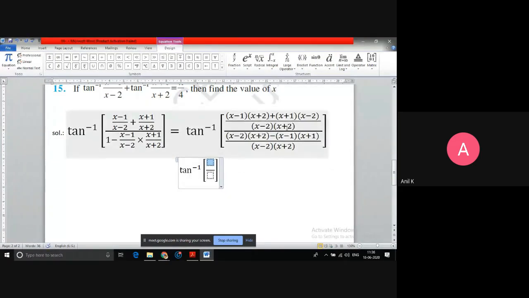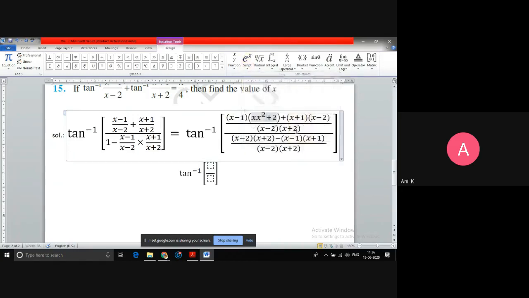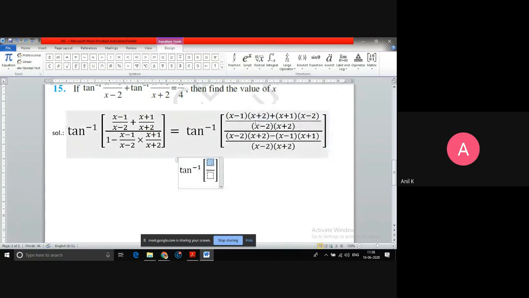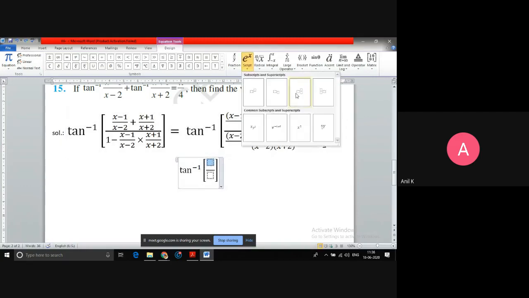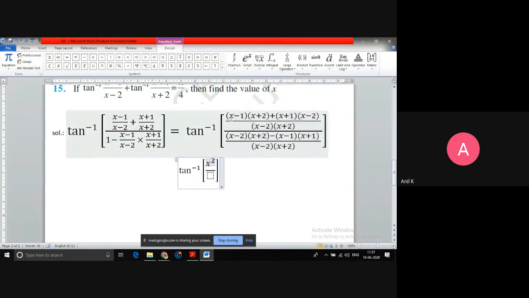Okay, so here both the denominators will get cancelled. So what do you get in the numerator? This x minus 1 will multiply with x plus 2. If I open the bracket, can you tell me what you are getting? First x multiplied with x is going to be x square. Then x into 2 is going to be plus 2x.